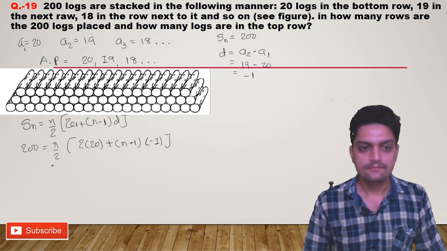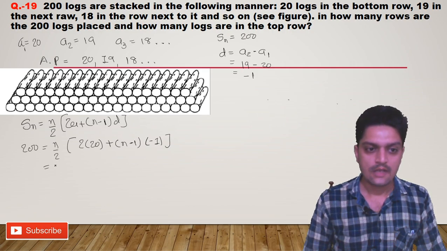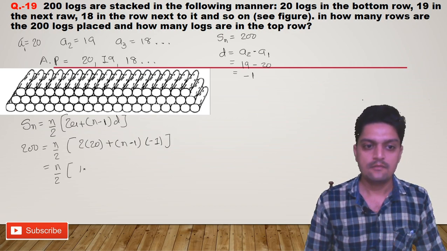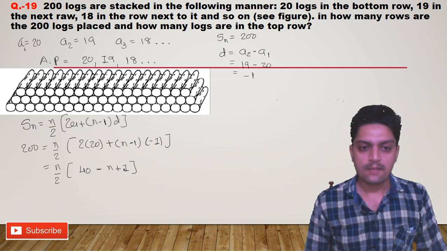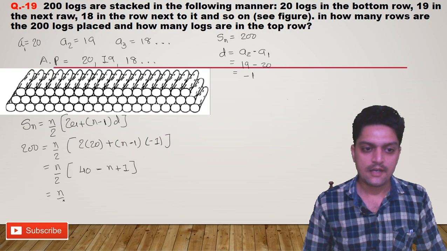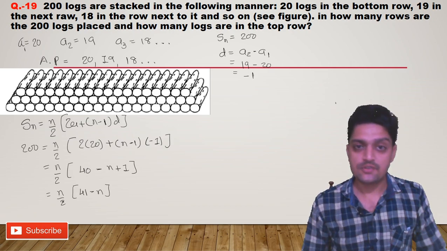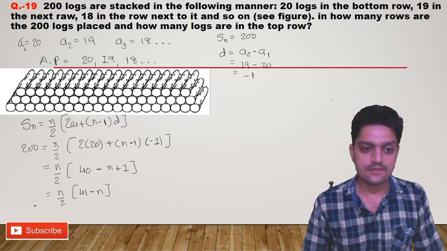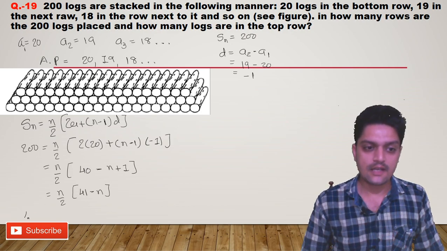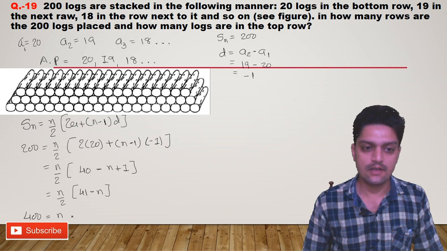So now I will simplify this, n by 2 as it is. 2 twenties are 40, minus n plus 1. So 40 plus 1 is 41, so n by 2 into (41 minus n). This 2 will multiply on the other side, so 200 into 2 is 400, equal to n into (41 minus n).